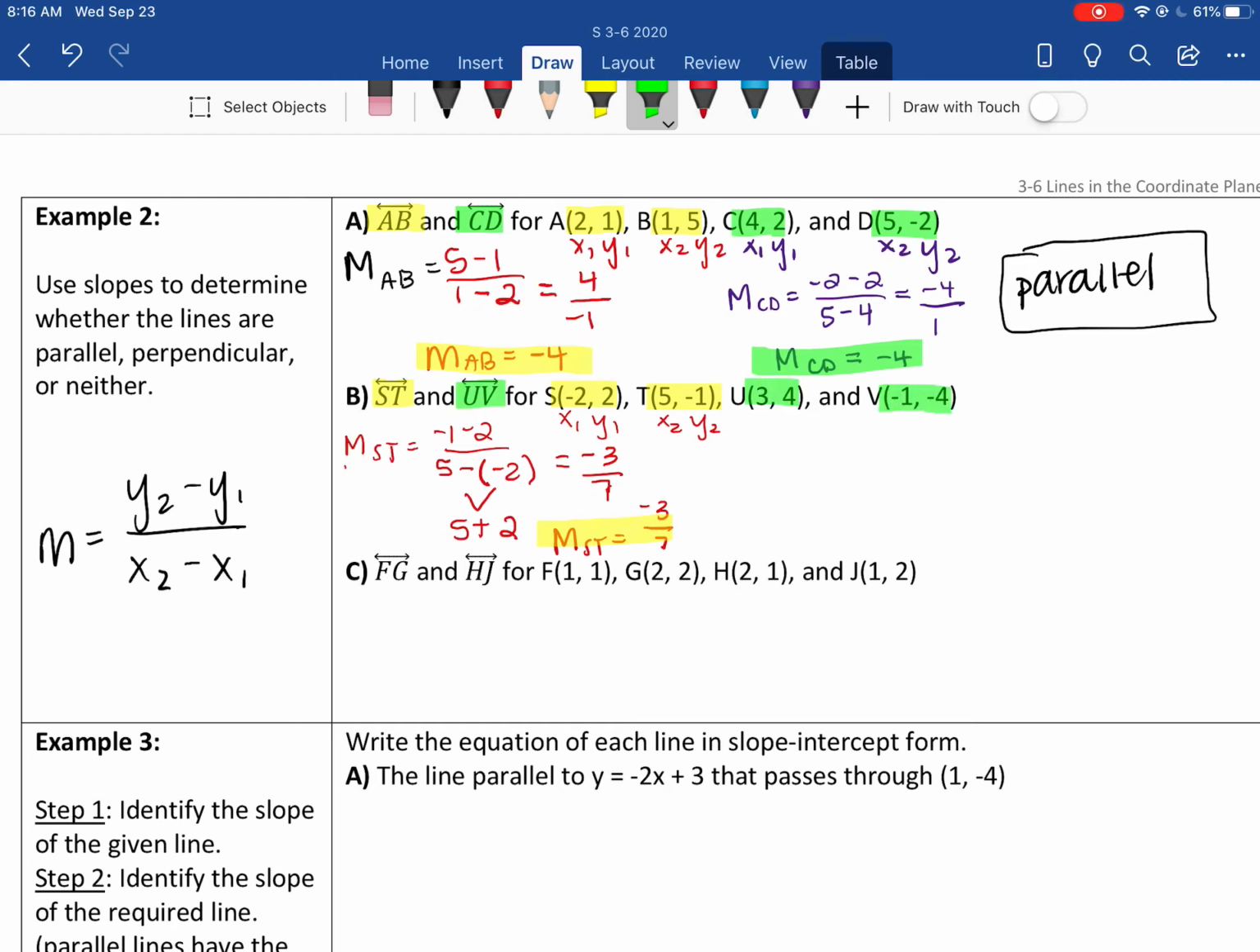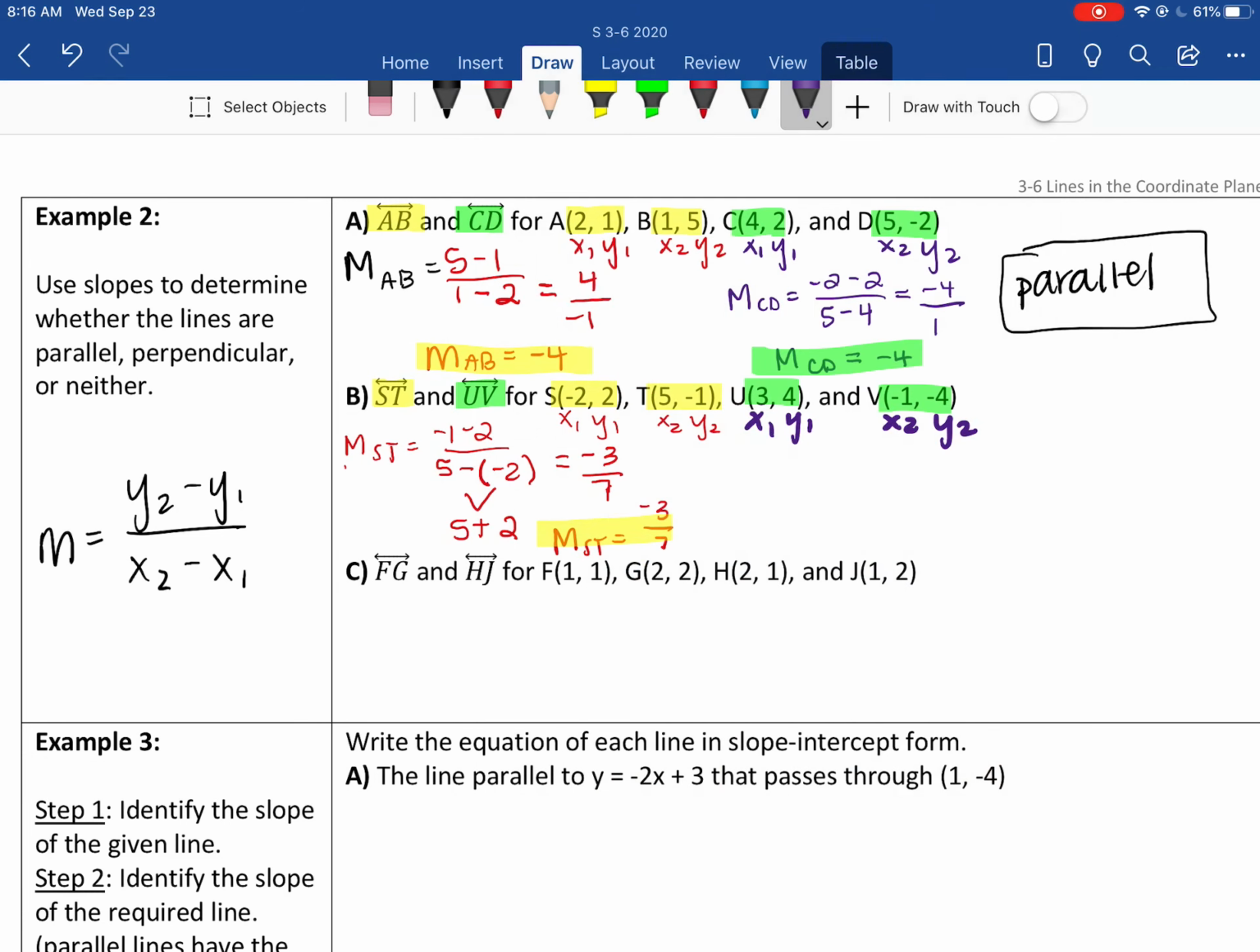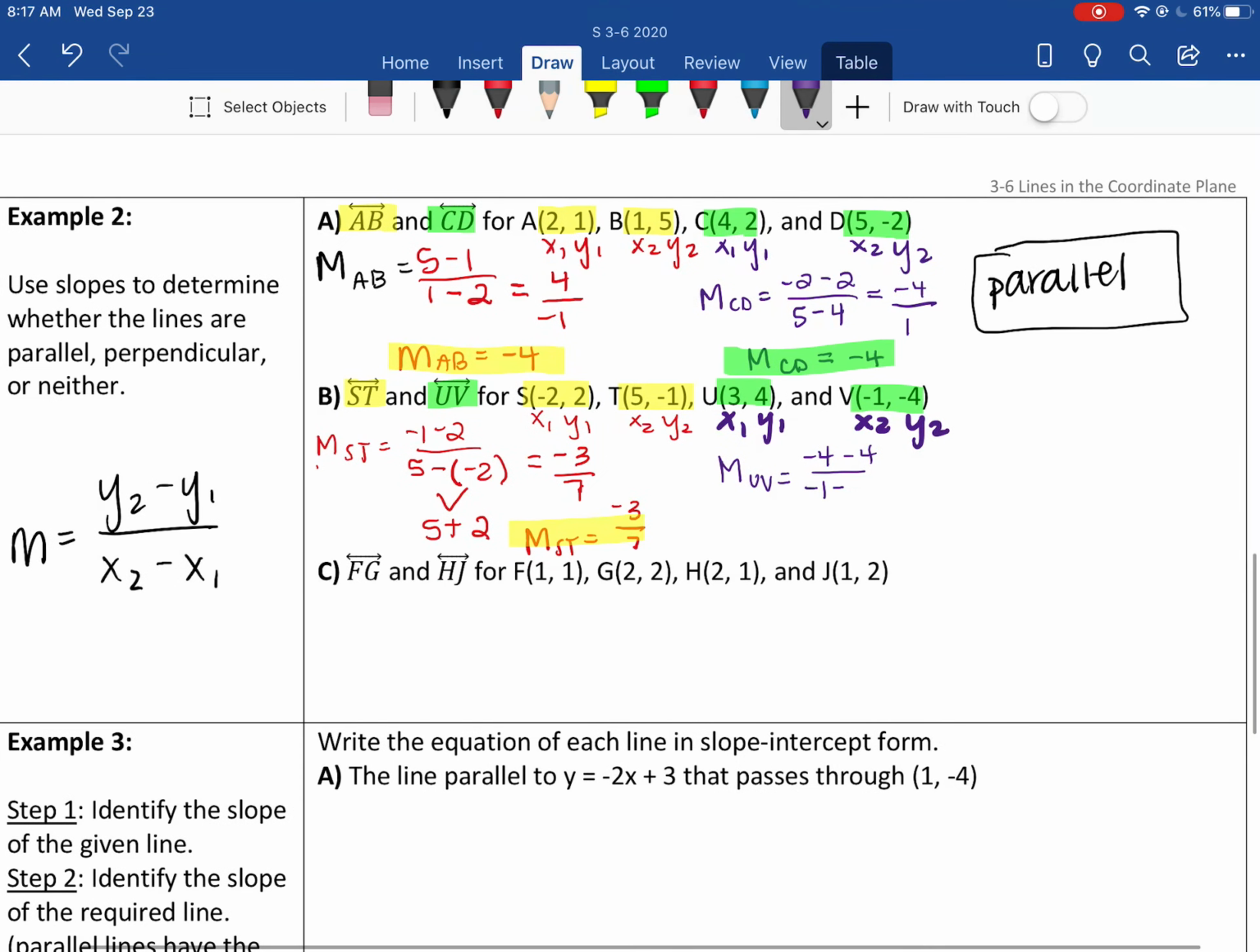All right, now we're going to look at our next line. So now we want to find the slope of UV. So we're going to use this point and this point. So this will be my x1, y1, x2, y2. And then we plug that in. So for my slope of UV, we have y2 minus y1, so that's -4 minus 4, over x2 minus x1, that's -1 minus 3. So -4 minus 4 is a -8.